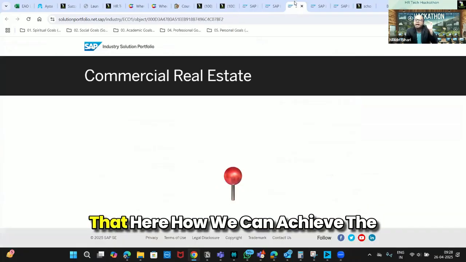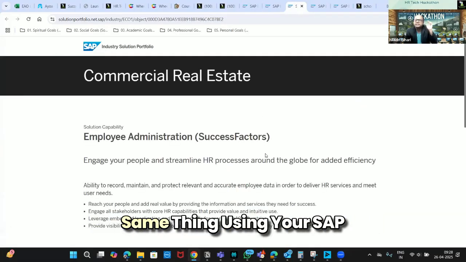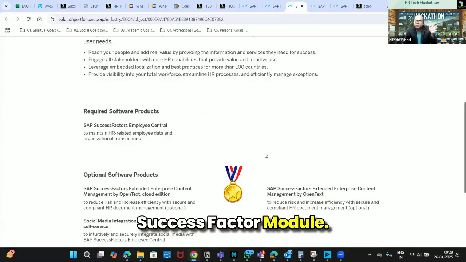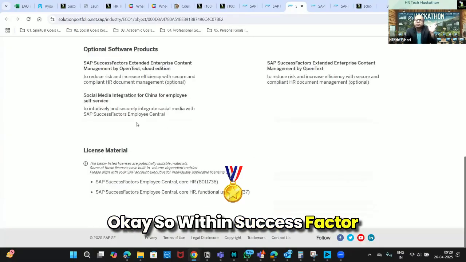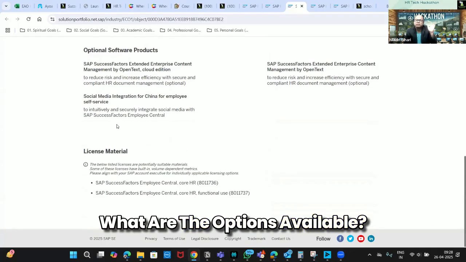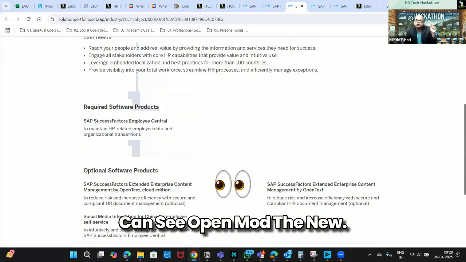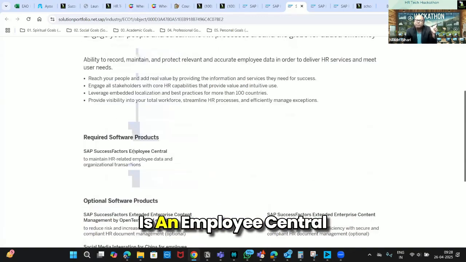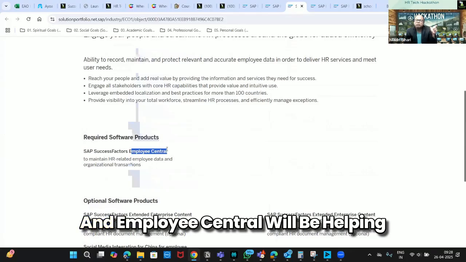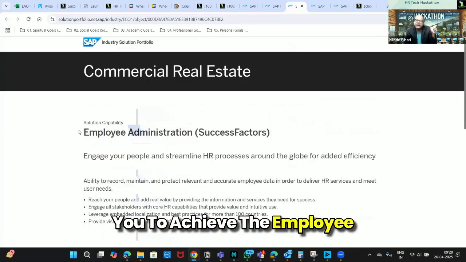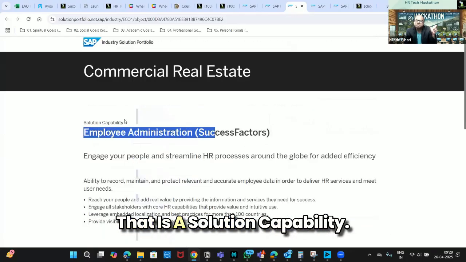So I will quickly show you how we can achieve the same thing using your SAP SuccessFactors module. Within SuccessFactors, what are the options available? What are the main modules? You can see the main module is Employee Central, and Employee Central will help you achieve the employee administration activities. That is a solution capability.